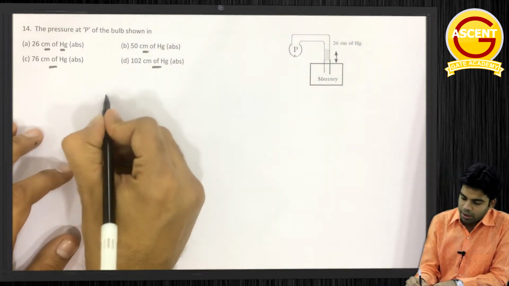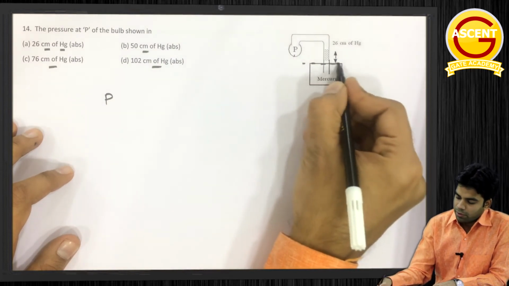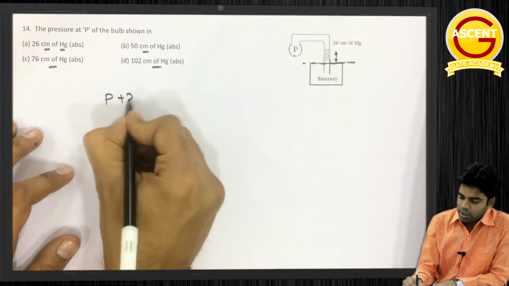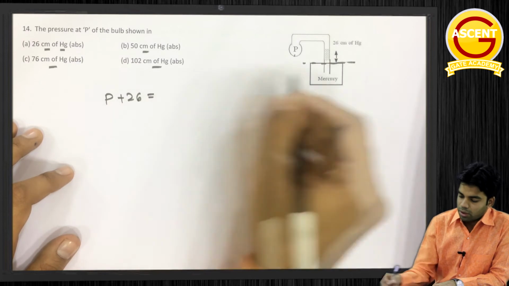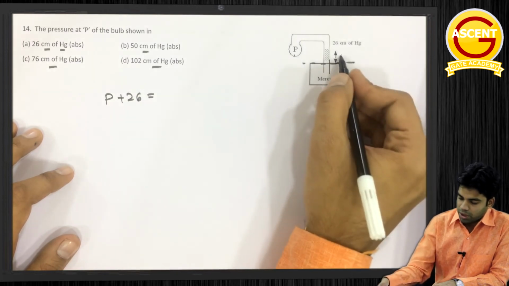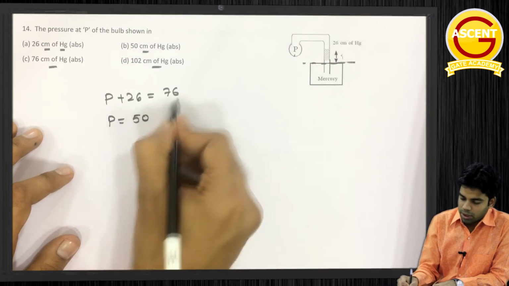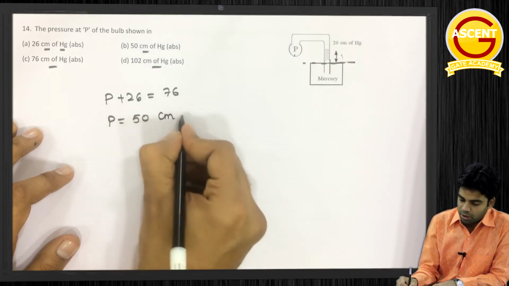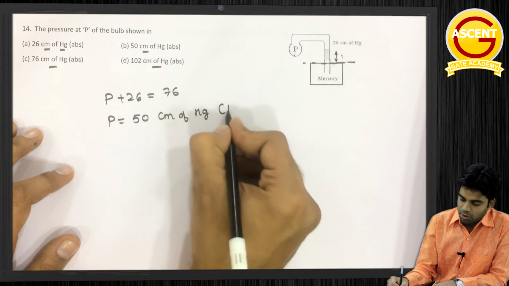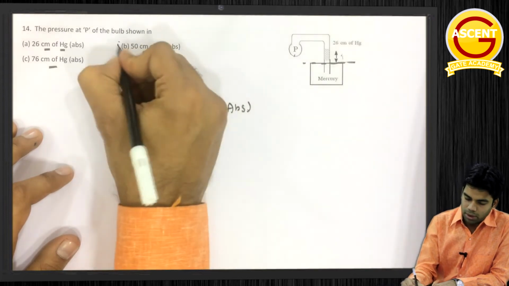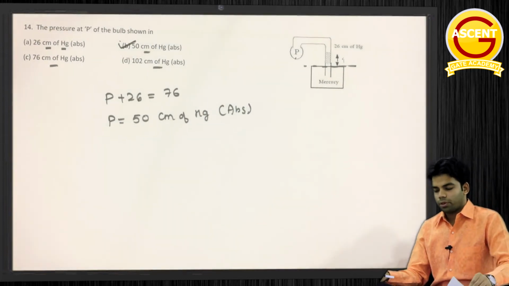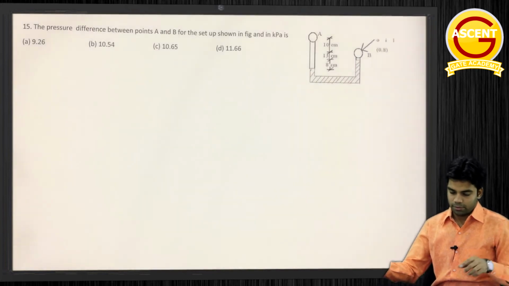Okay, so this will be P. Here we are equating the pressure here. P plus 26 is equal to the pressure here, which is 76 centimeter of Hg. So this P will be equal to 76 minus 26, which is 50 centimeter of Hg. This much absolute pressure. Okay, so the answer should be B. Clear or not? Okay. Next question.